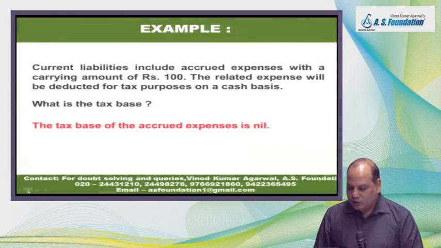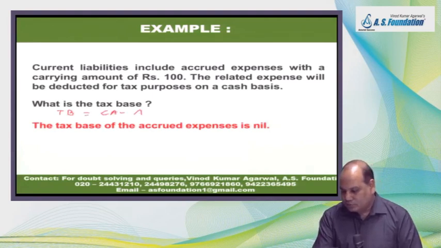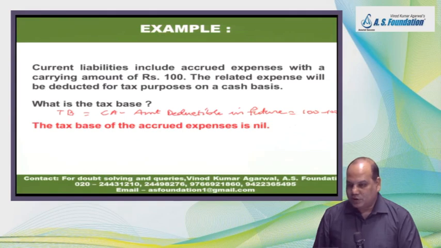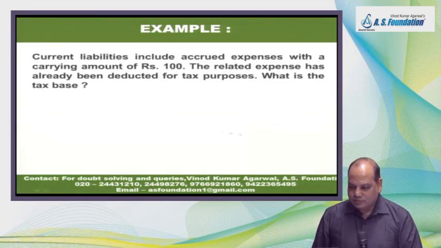Write down the formula 2-3 times, you will be able to remember. Tax base is carrying amount minus amount deductible in future. 100 minus 100. Therefore, tax base is nil. Okay, those who have done, kindly go to the next question.